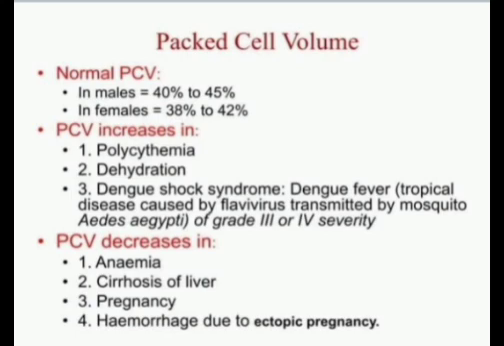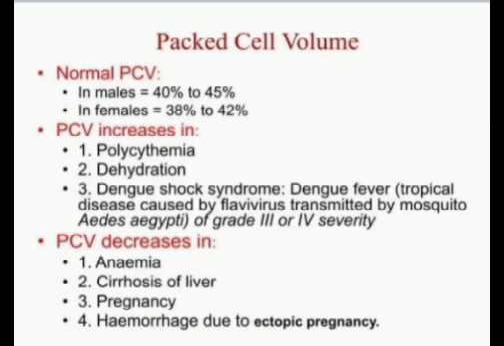Packed cell volume is 45% in a healthy human being. So normal value is 45%. Alright? The packed cell volume can increase in cases such as polycythemia. What is polycythemia? That is increase in red blood cell count. It can also increase during dehydration, and in some other clinical conditions as highlighted on the slide.